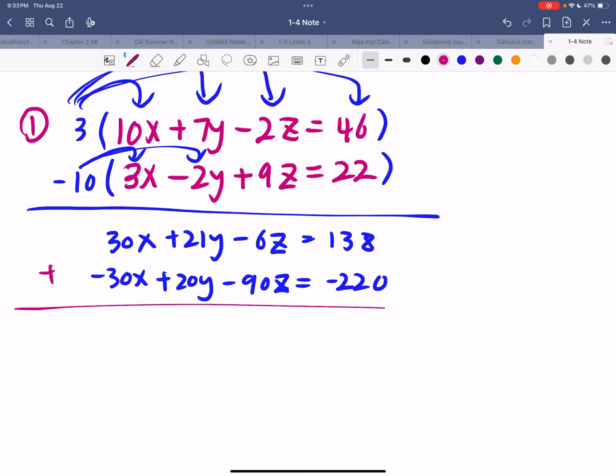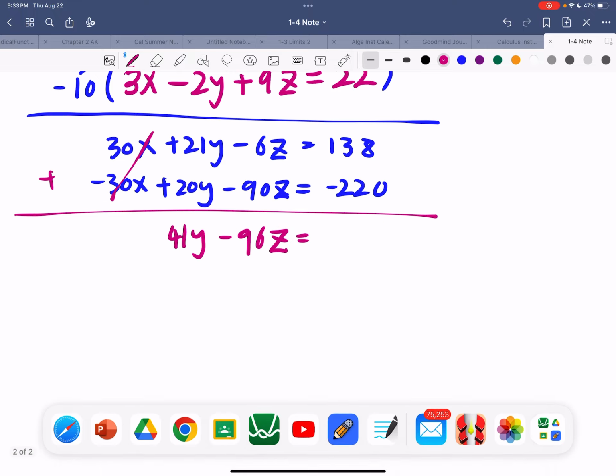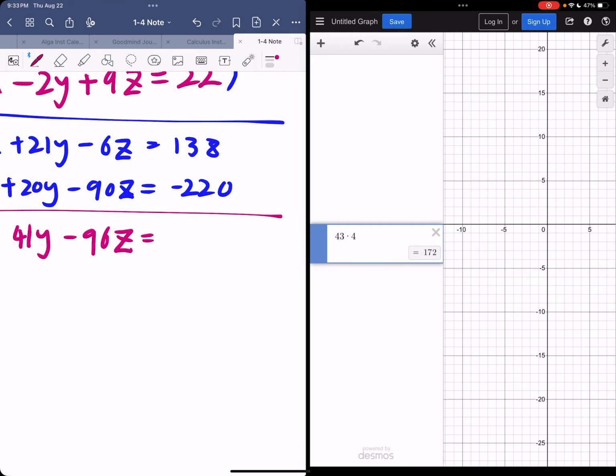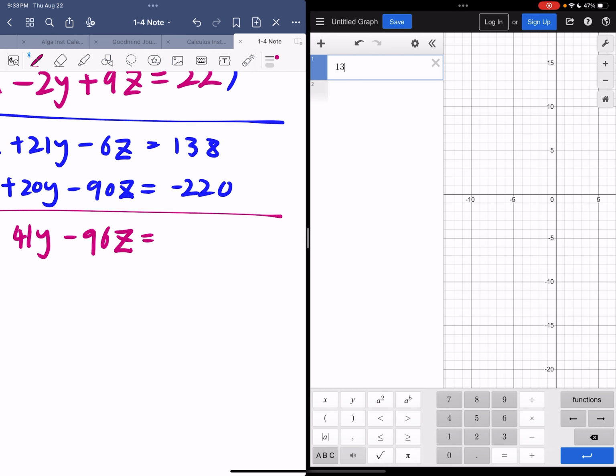So when you combine them, these two disappear. 21 plus 20 is 41y. Negative 6 minus, oh gosh, this is going to be a big number. Negative 220 minus 138, oh gosh, okay. You know what, I'm too lazy, so I'm going to just use decimals for this one. 138 minus 220, so it's going to be negative 82, all right.